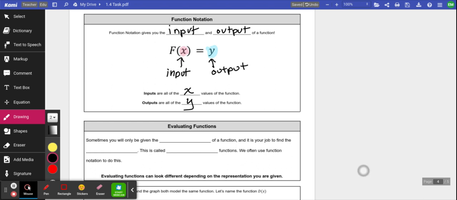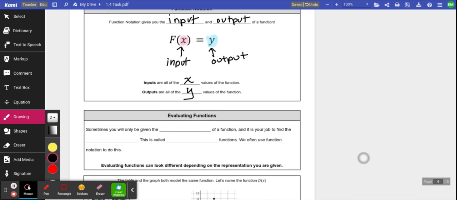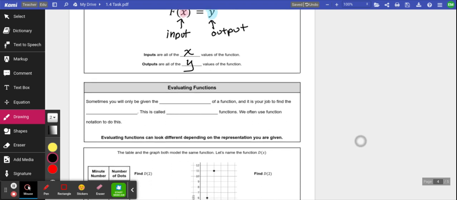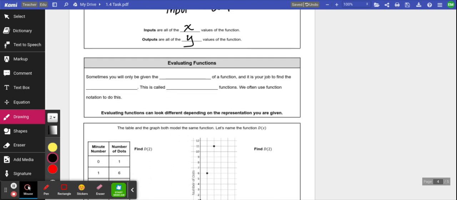Okay, so sometimes we don't have a machine, we don't have a list of steps. What we have is an equation, and we're only given the input of a function. And it's our job to find the output. And that's called evaluating functions. So evaluating functions can look different depending on the representation you're given.